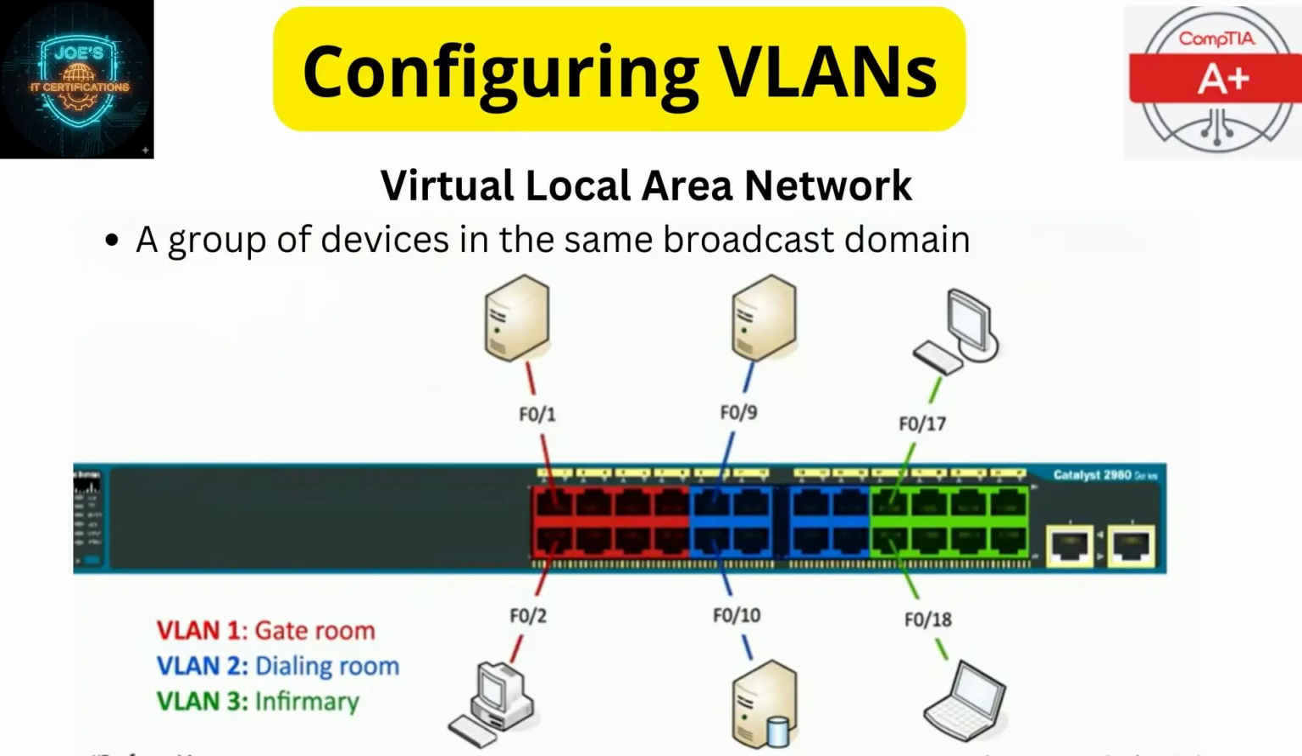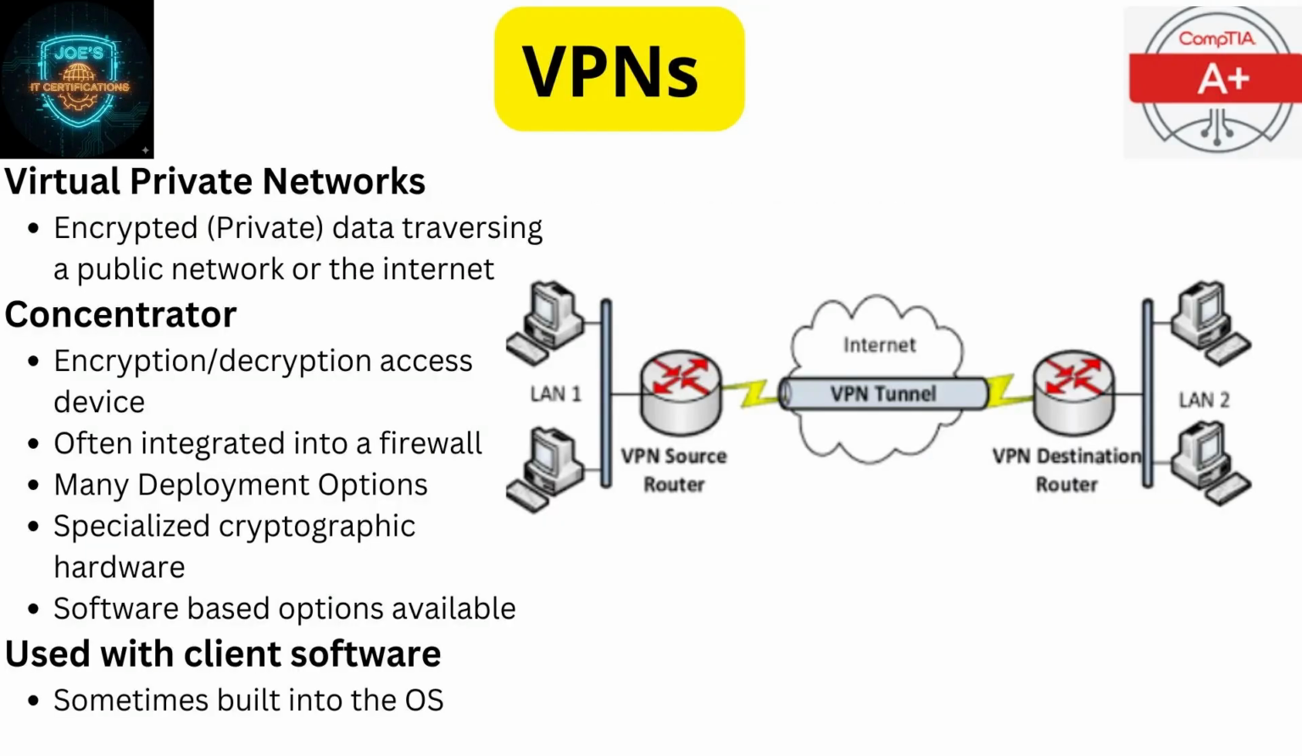Some switches allow you to configure routing functionality within that switch itself, or you may use an external router just to provide communication between these different VLANs. Another important service that you'll find on most people's networks is a VPN, or Virtual Private Network.